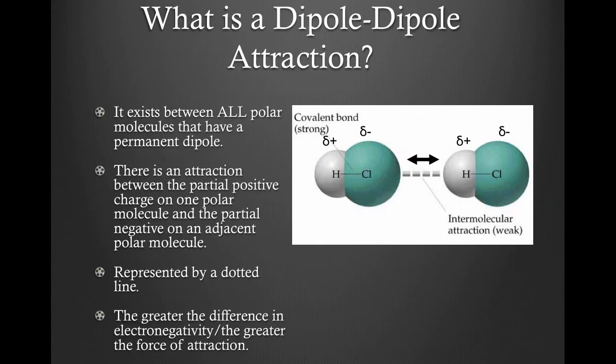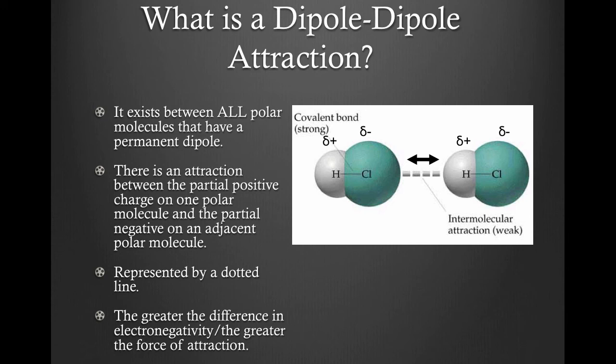The next intermolecular force is the dipole-dipole attraction. This dipole-dipole attraction exists between all polar molecules that have a permanent dipole, and here on the right we have an example of HCl. We know that hydrogen will have a positive charge, and chlorine will have a negative charge, and the same with another hydrogen chloride.